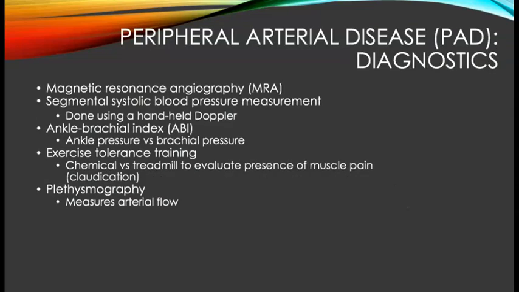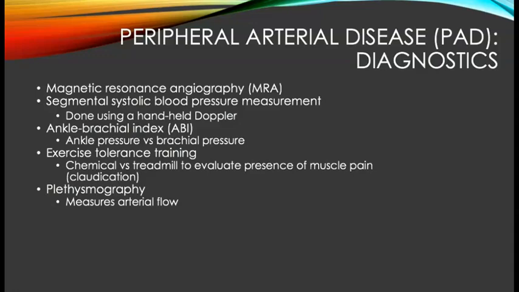There are several diagnostics that can be done. Your MRA or magnetic resonance angiography, this is commonly used to assess the blood flow in the peripheral arteries. A Doppler can also be used, and this helps to identify what the segmental systolic blood pressure measurements are of the lower extremities, especially at the thigh, calf, and ankle.